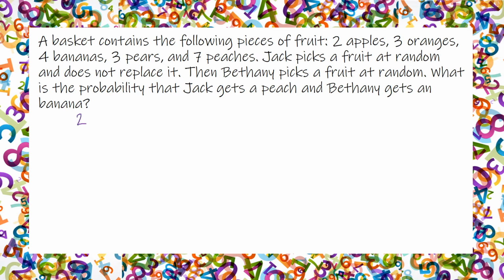So the first thing we need to do is find out how many total pieces of fruit there were. So 2 apples, 3 oranges, 4 bananas, 3 pears, and 7 peaches. 2 plus 3 is 5, plus 4 is 9, plus 3 is 12, plus 7 is 19. Okay, so Jack picks a fruit first, and Jack wants a peach. Well, there are 7 peaches. And then he doesn't replace it, so that means there are not 19 pieces of fruit yet. There are only 18 left.